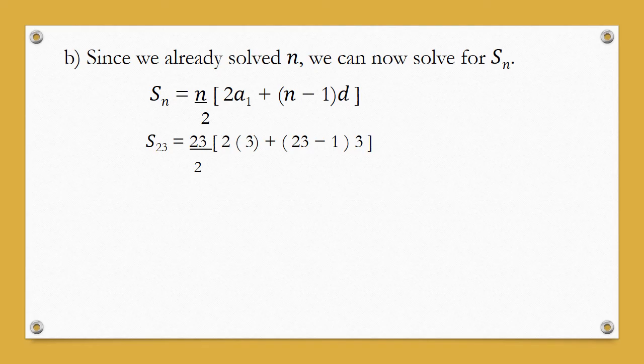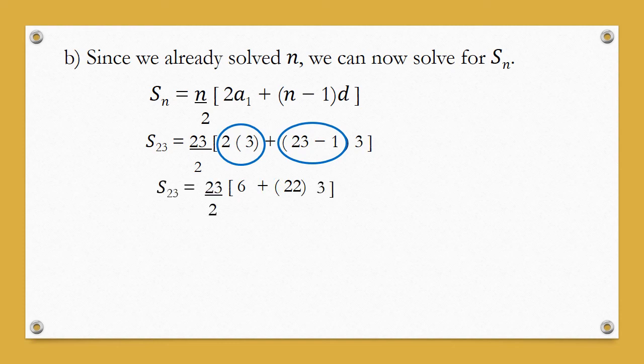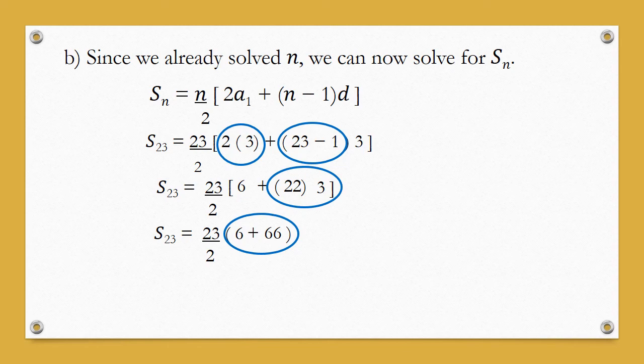So, it just so happens that the first term and the common difference are the same. Okay, multiply 2 times 3. We have 6. 23 minus 1 equals 22. Then copy 3 or bring down the others. So, you have to multiply first 22 times 3 will give you 66. Then copy. Okay, again, add the 6 and 66. The result is 72.